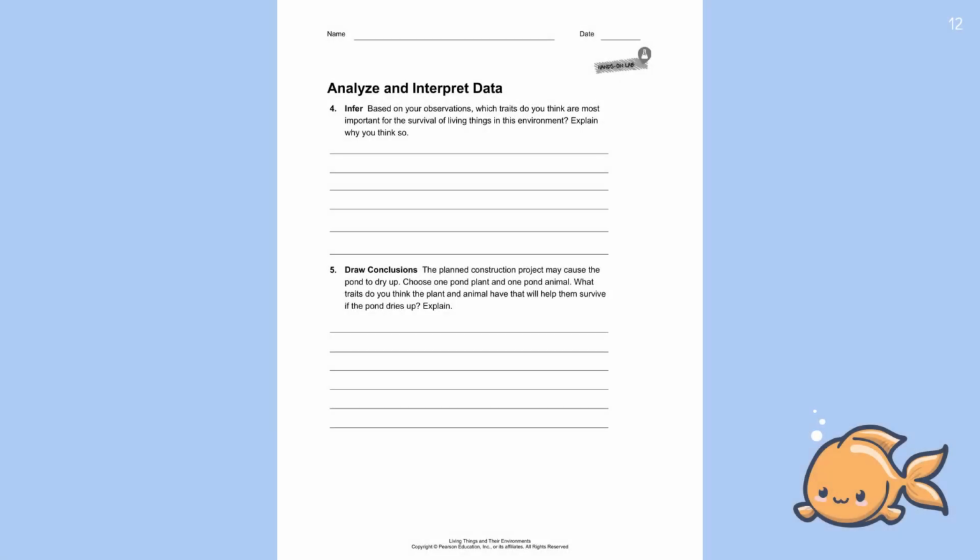So here's a couple questions that maybe if you get the chance, you can discuss with whoever you live with. So based on your observations, which traits do you think are most important for the survival of living things in this environment? Explain why you think so. So when you see an animal who lives outdoors in our environment, what traits do you think are the most important that that animal has in order to help them survive?